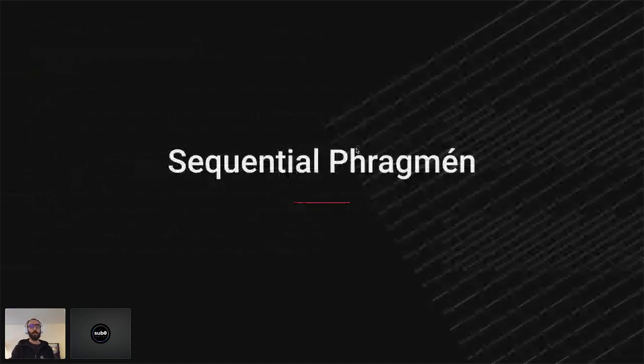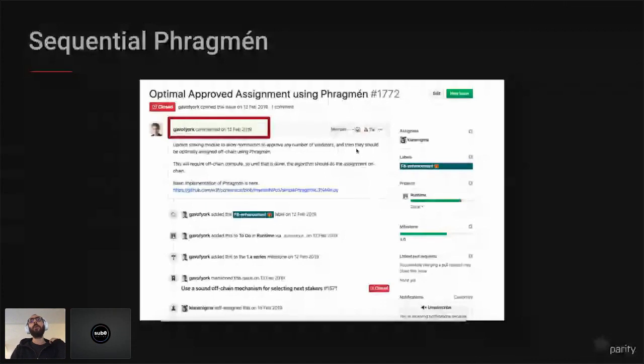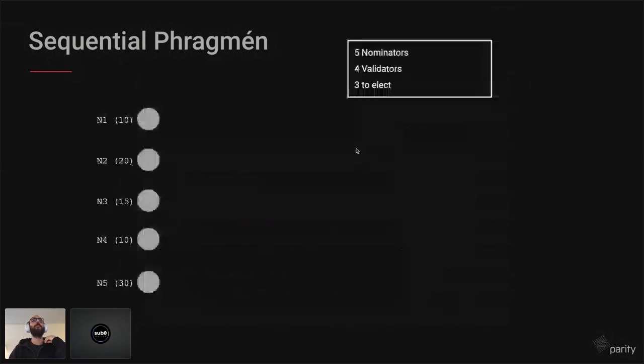So, sequential Phragmén: a page in the history book of Substrate. About a year ago, we had this issue to change the staking election from a very simple, token-based voting at the time to Phragmén. This was introduced although we didn't really have a chain yet. It was back in the good old days of the Alexander testnet, for those of you who might remember. Let's see what Phragmén does in the simplest form.